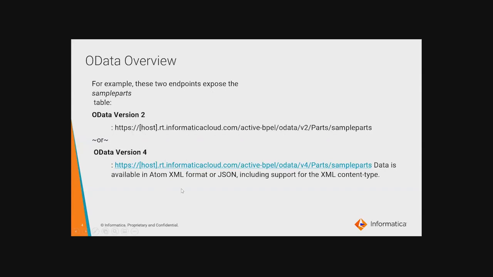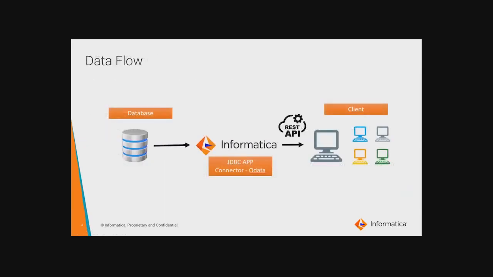Similarly, for OData v4, you will get a v4 URL and then the connection name. You can expose it in an XML or a JSON format; both are supported here.